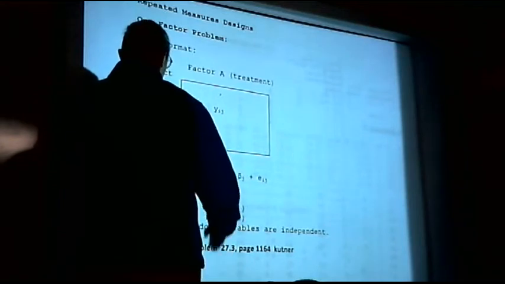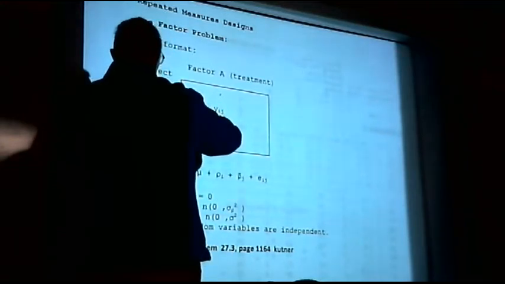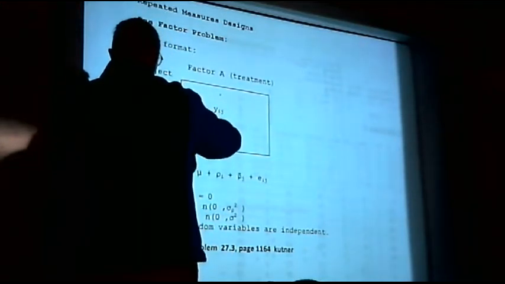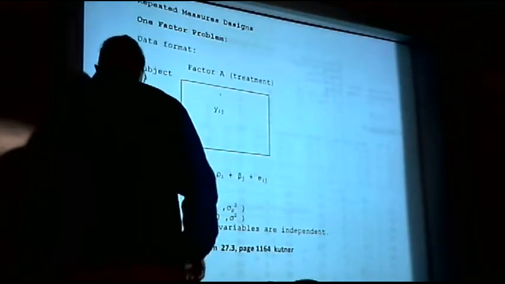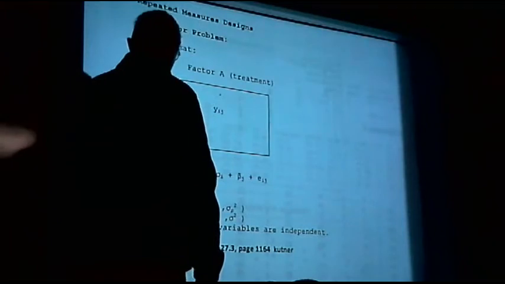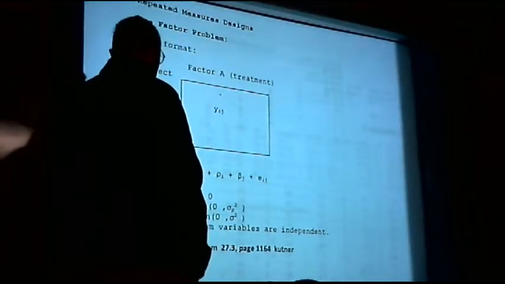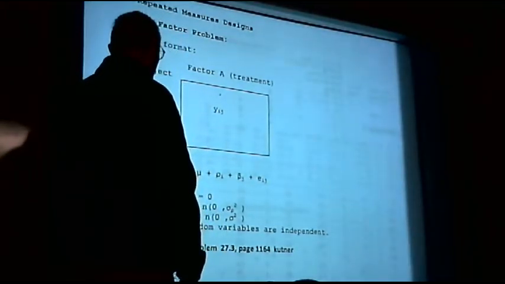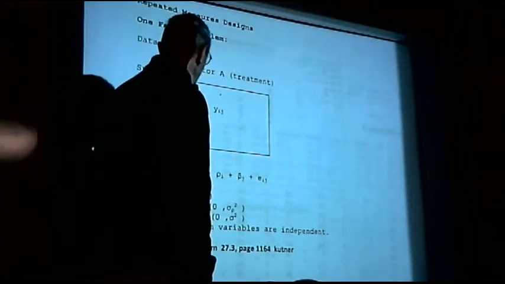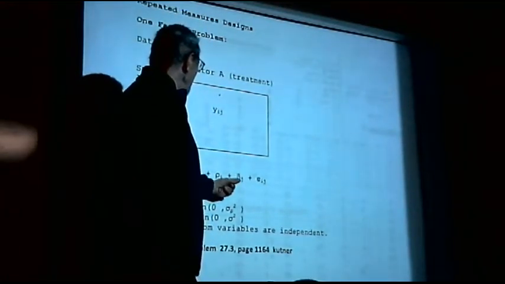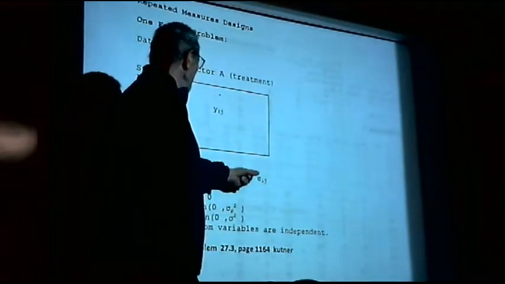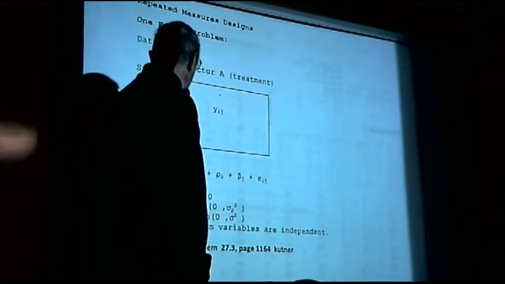So in general, we're going to have data that will be indexed by 2 subscripts, i for the subject and j for the treatment. So here's a typical model for this kind of problem. It's the simplest model that we've encountered for a while. Yij is some constant mu plus a subject effect plus a treatment effect plus a random error.